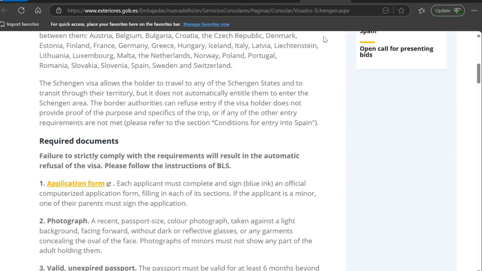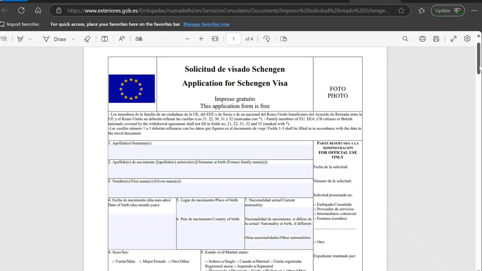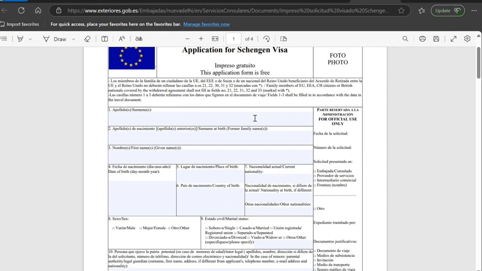So I have opened this form here. This is for the photo. Don't worry about the words, it's in English too, so you can fill it up. Basically it's a PDF form but fillable, so you can fill it up. This place is for official use. Don't worry about it.